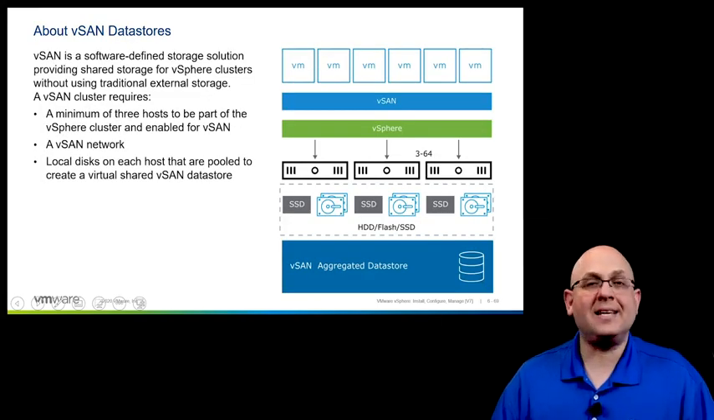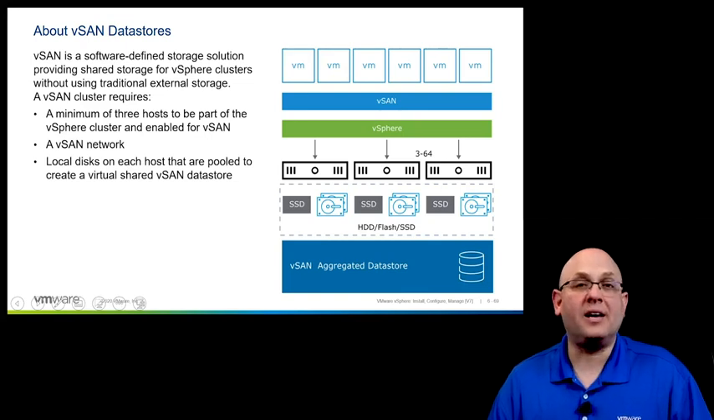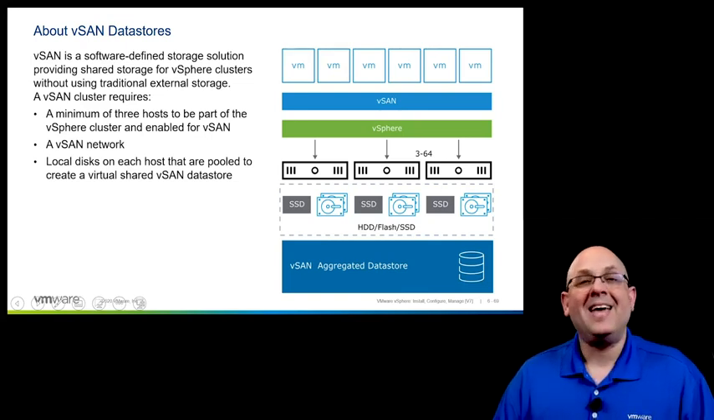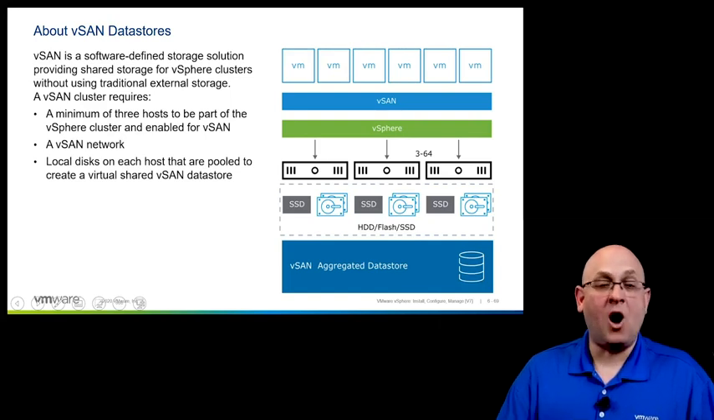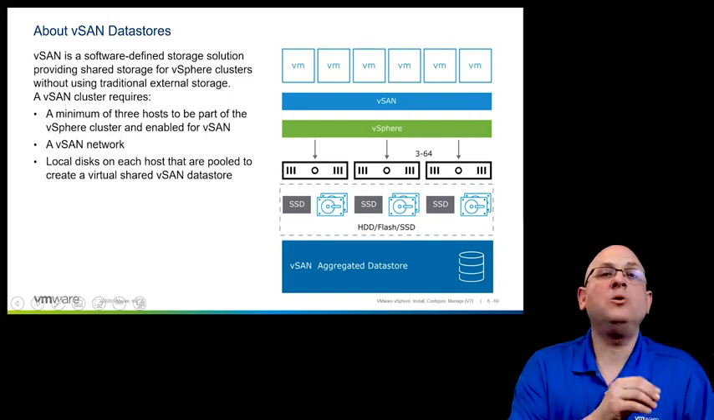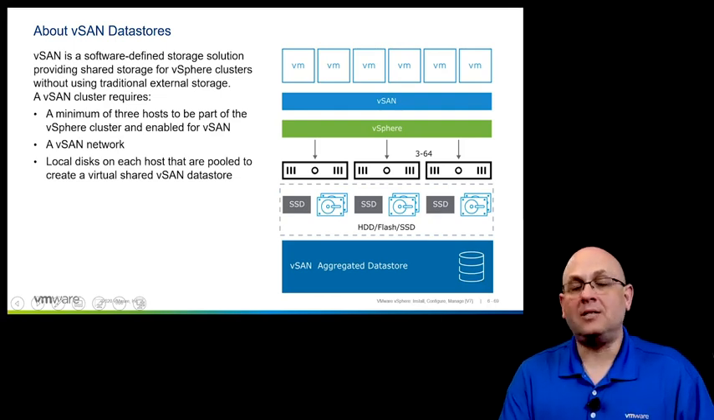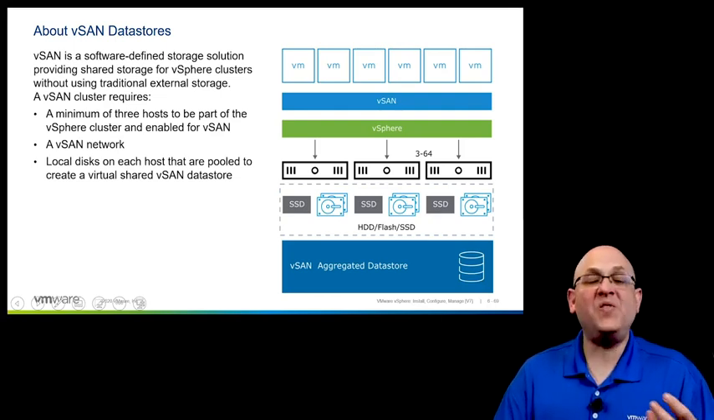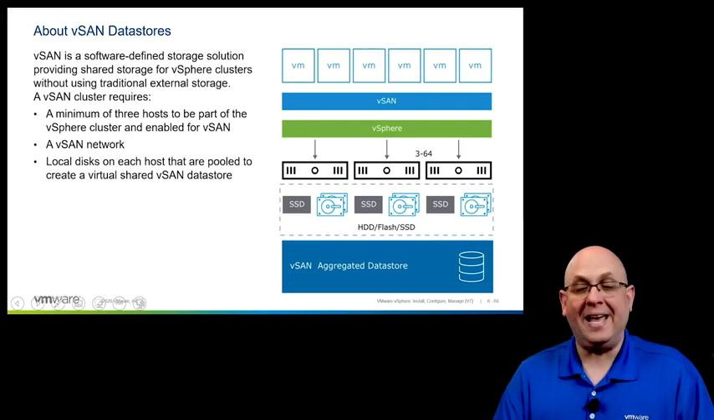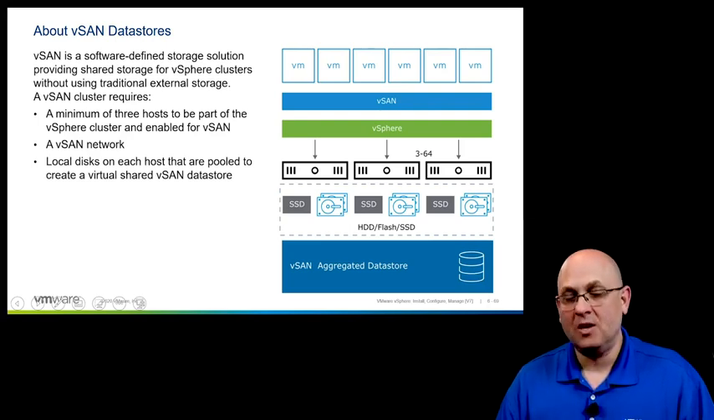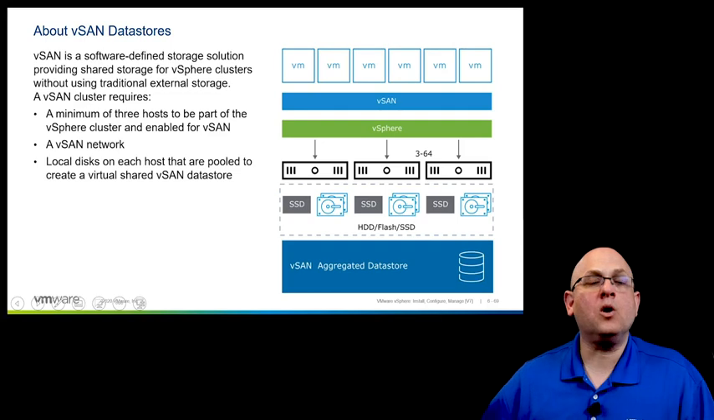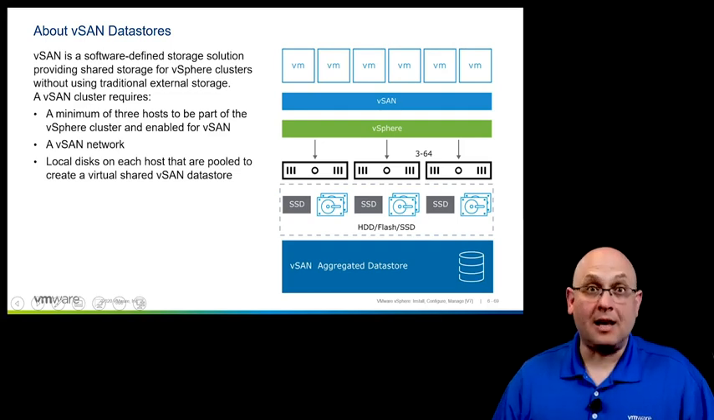So a vSAN data store is a software-defined storage solution. It allows ESXi to tell the hardware how to place the virtual machine files to deliver us the capacity, the redundancy, the performance, and the features that we need for each of our virtual machines. So what we're going to do is create a vSAN cluster.